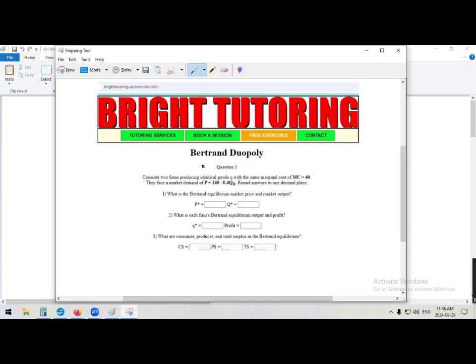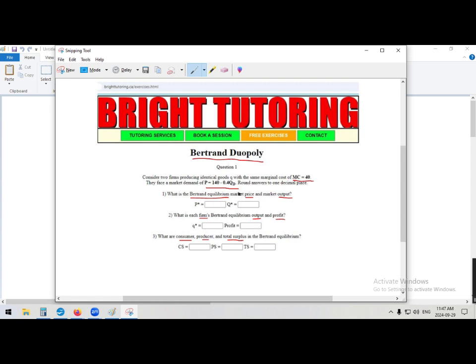So here's the question. Consider a Bertrand duopoly where two firms are engaging in a price war. They both have the same marginal cost of 40, and they face the market demand curve of market price P equals 140 minus 0.4 times the market quantity. Now what we have to figure out, first of all, is the Bertrand equilibrium market price and quantity, and then we have to find each firm's equilibrium output and profit. And then once we have that, we can figure out the market, consumer, and producer, and total surplus.